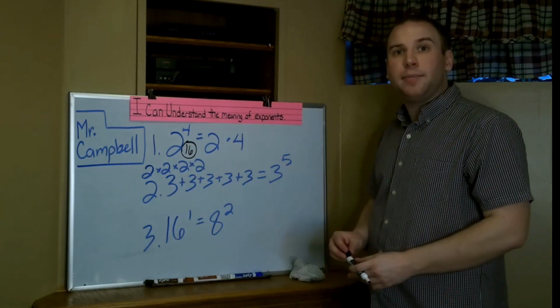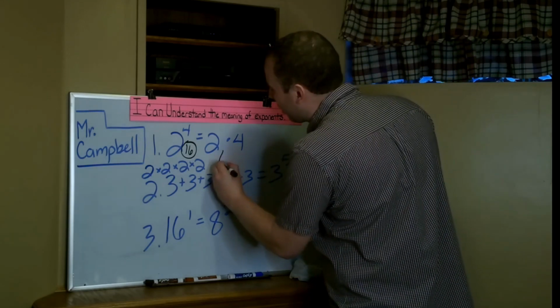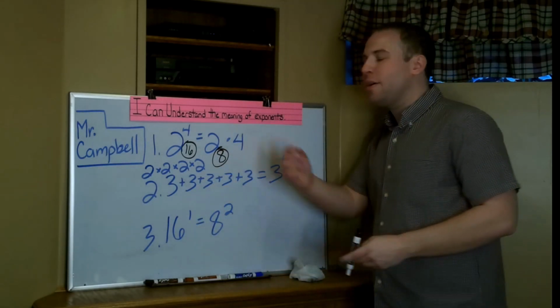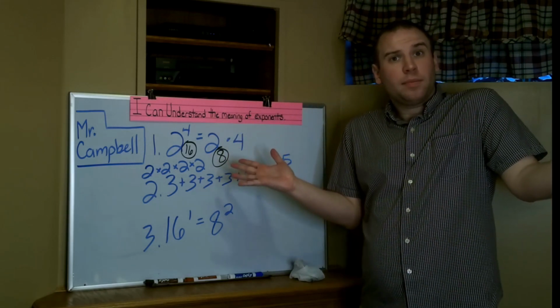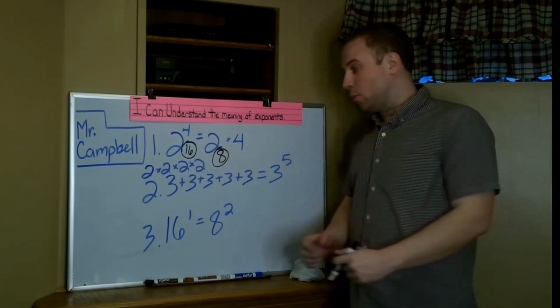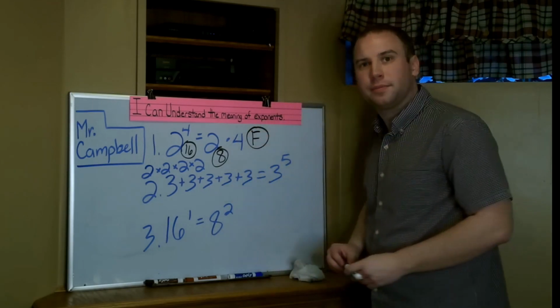Now what is 2 times 4? It's 8. You are correct. So, for my first problem, is this equal? The answer is no. It is false. So I'm going to give a big old F for false.